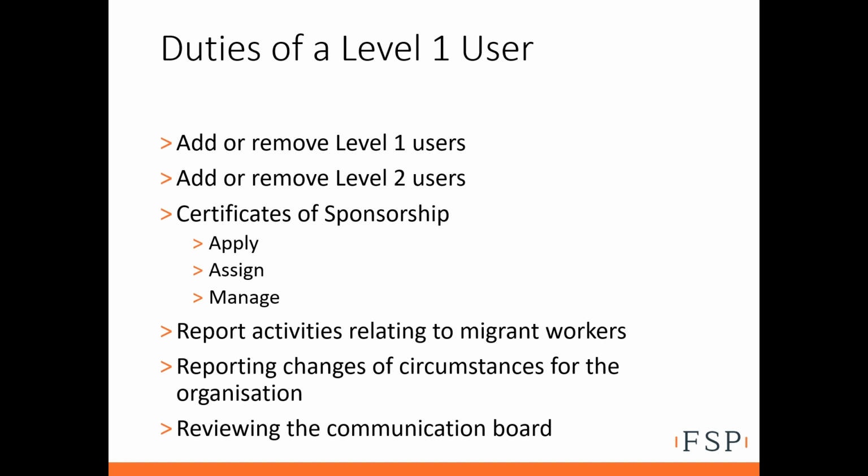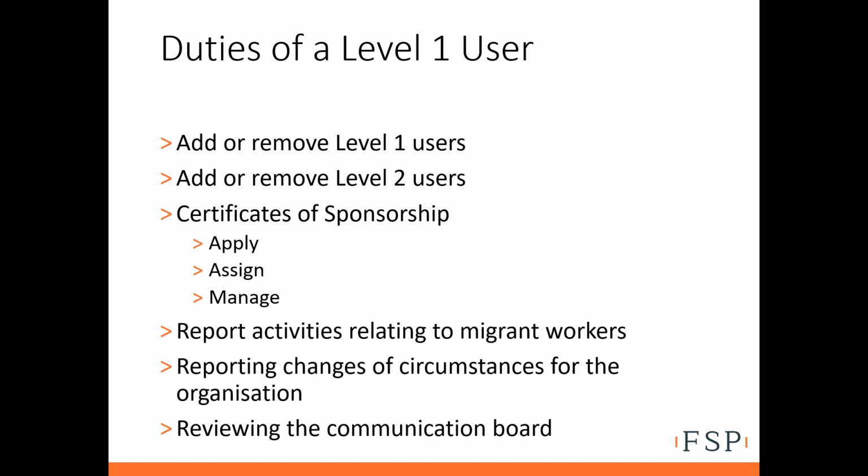Level 1 users also need to report changes of circumstances. We touched on this in our Introduction to Sponsorship webinar, but to reiterate, Level 1 users need to report certain migrant worker activity, such as absences from work, changes in role, or substantial increases in salary. Level 1 users also need to report such changes affecting the organization. For example, a change in the business's address or trading name, or a change in control. It is also the Level 1 user who will handle replacing and changing the details of key personnel on the SMS, including the authorizing officer, key contact, and other Level 1 users as mentioned.